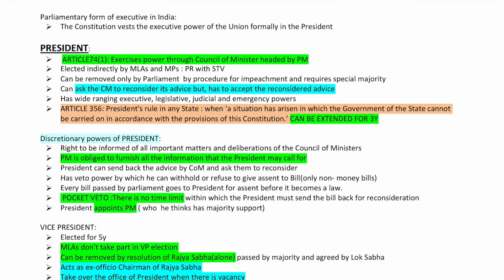President. He has a right to be informed of all the important matters and deliberations of the Council of Ministers. The Prime Minister is obliged to furnish all the information that the President may call for. The President can send back the advice of the Council of Ministers and ask them to reconsider. She has veto power, by which she can withhold or refuse assent to a bill, only for non-money bills. In the case of money bills and constitutional amendment bills, the President has to give her assent.